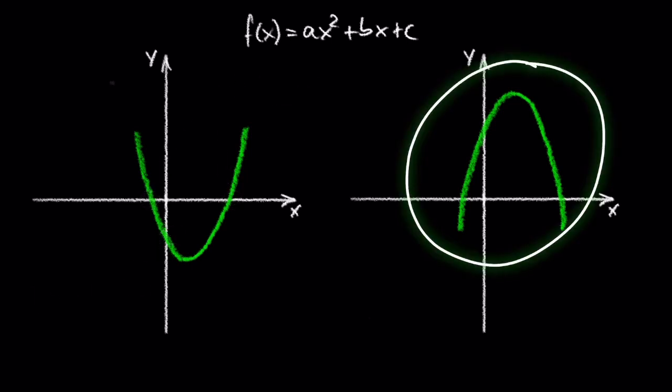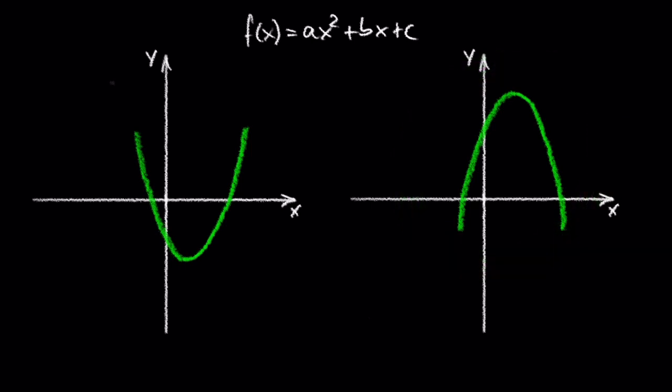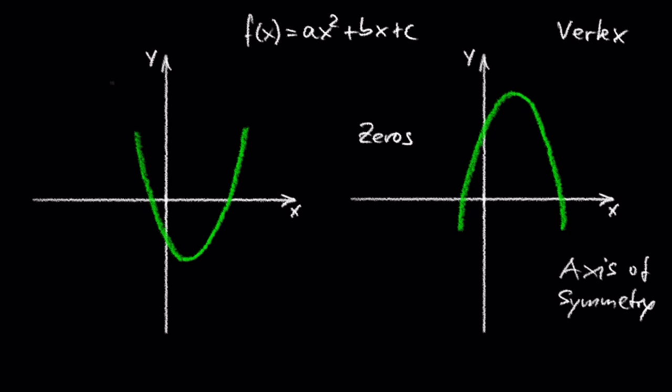Let's look at this parabola to check if we understood the vocabulary properly. Determine the vertex, axis of symmetry, zeros, and y-intercept of the parabola.